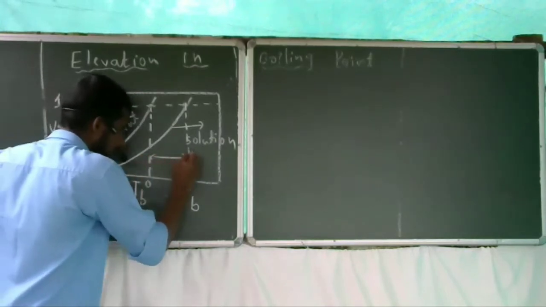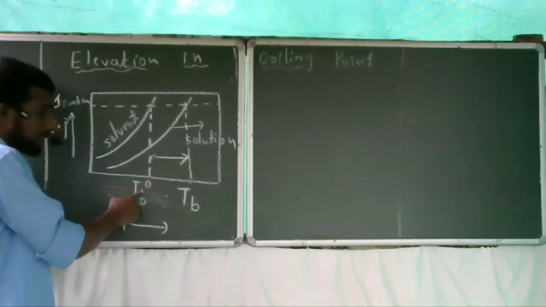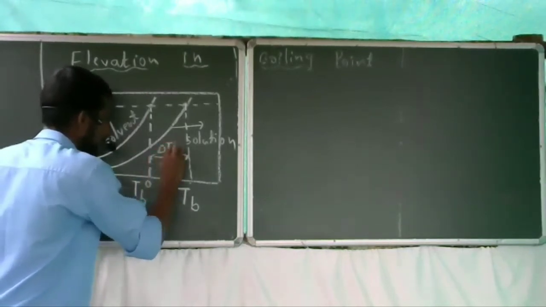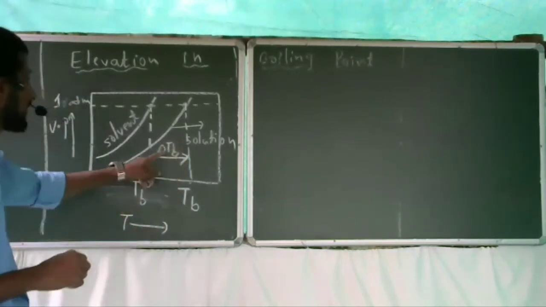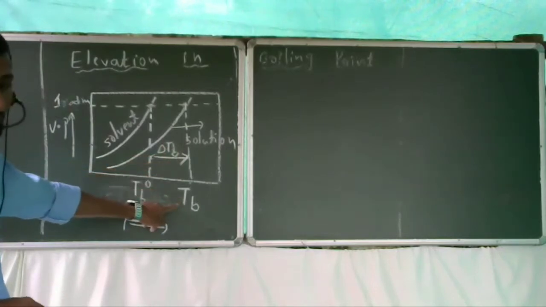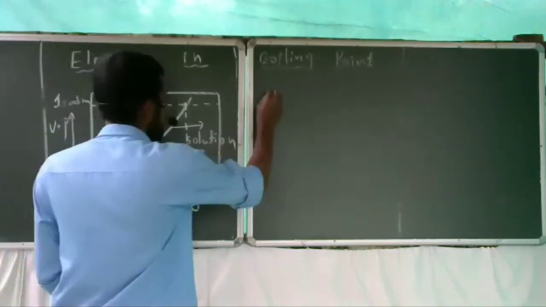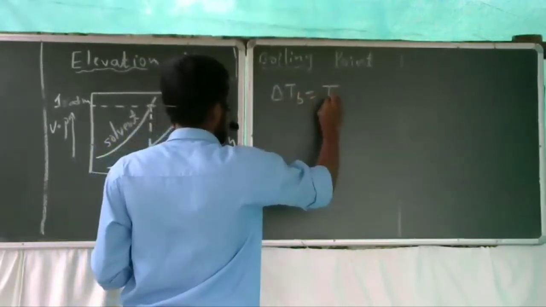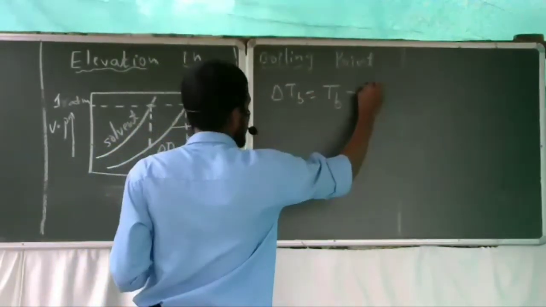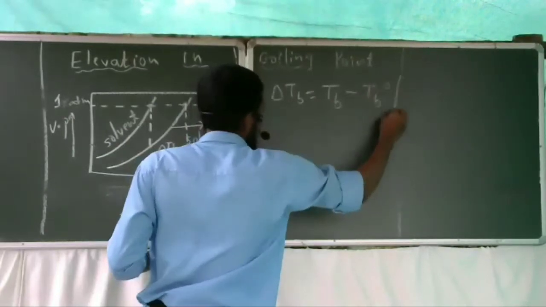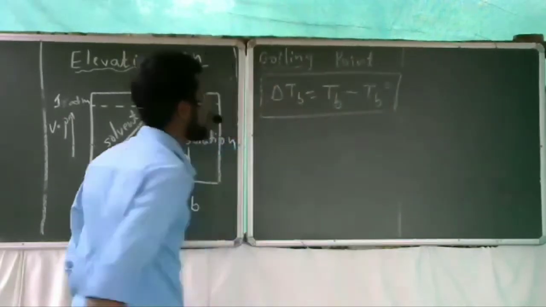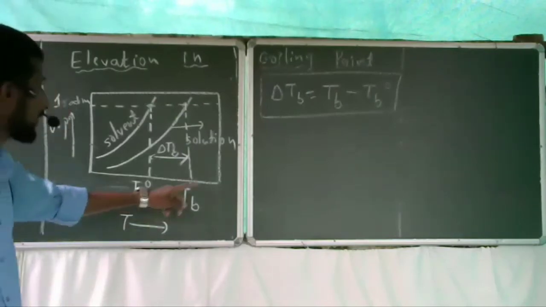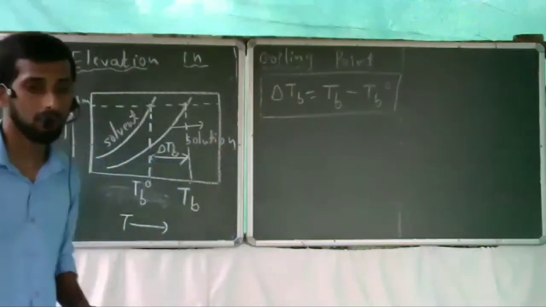Take the difference between these two curves, the difference between this TB and TB naught, right? That is called delta TB. So we can write delta TB equal to TB minus TB naught, okay? Delta TB equal to TB minus TB naught, right?